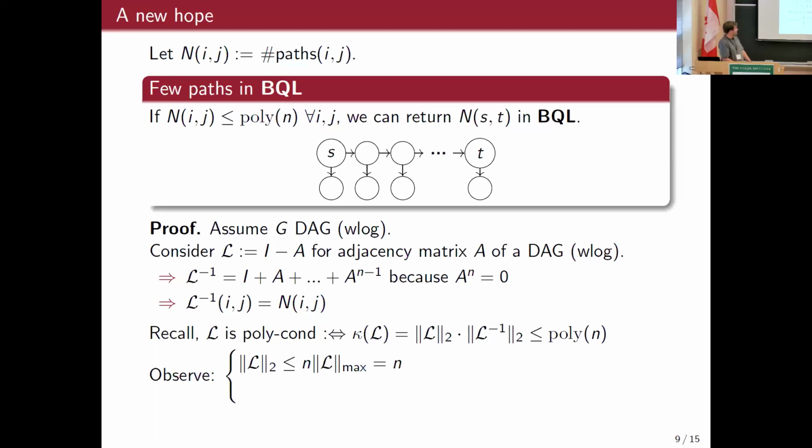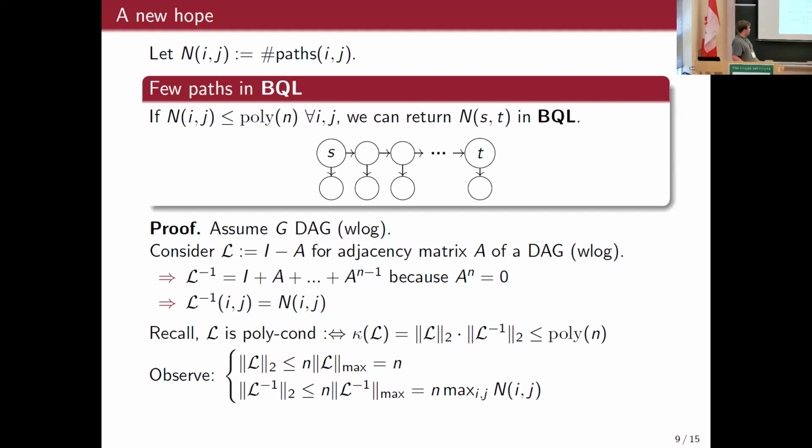Let's start with the spectral norm of L, which is actually the uninteresting case. We can use the equivalence of the spectral norm and the max norm, where this is the maximum entry in magnitude, and they are related by a factor of n. So we can easily find a bound for the spectral norm by n, because the entries of L are just 0, plus or minus 1.